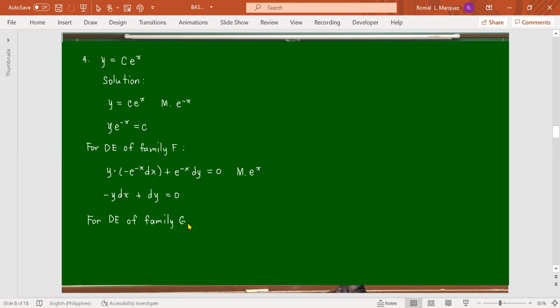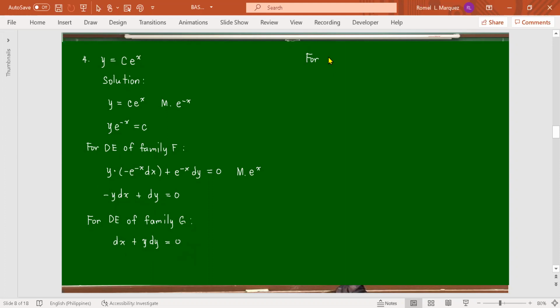Now for the differential equation of family G. So we interchange coefficients, no? So we have dx, and then here it will become negative, it becomes positive. So this is y dy, and this is equal to 0. Okay? So this is minus plus, so this is now 1, and this is negative y, but we have to negate, so it is now y. So solving for this, to get the equation of family G.